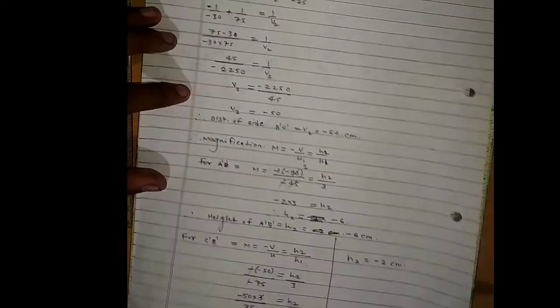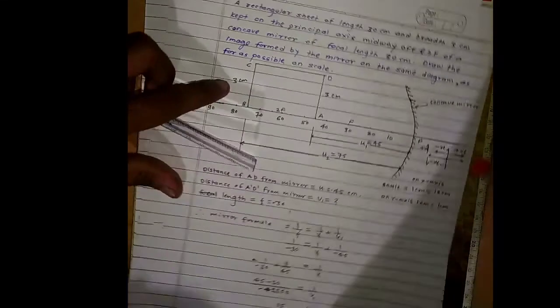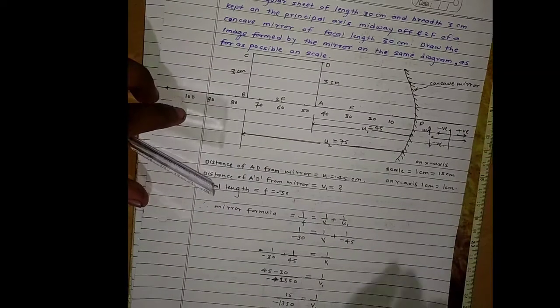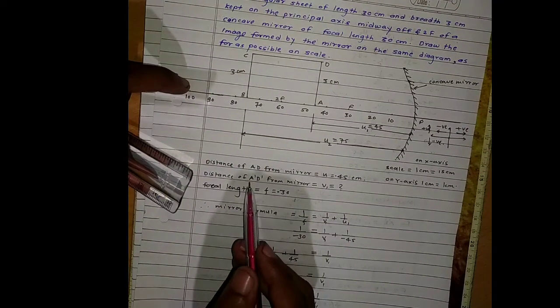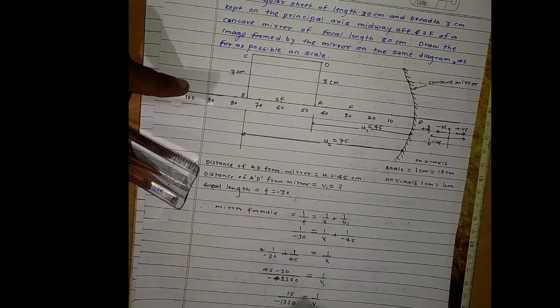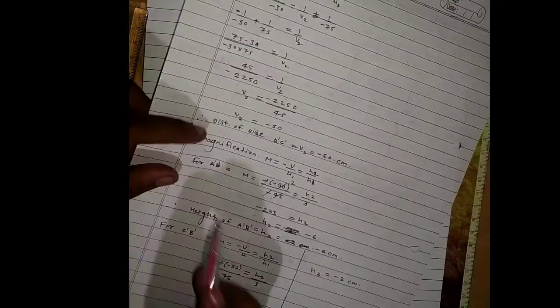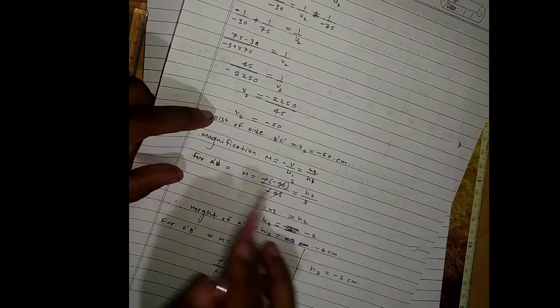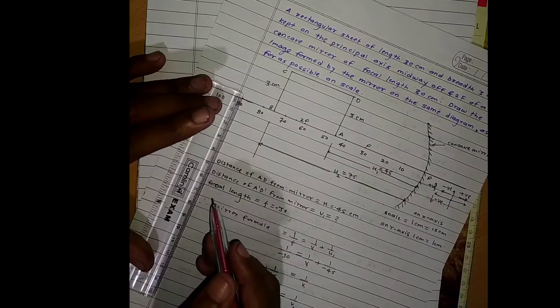So just we need to draw this figure according to the scale. Let's draw. For the A' D' side, what is v? That is -90. And what is the height? For AB the height is -6. So it is -90 and -6.